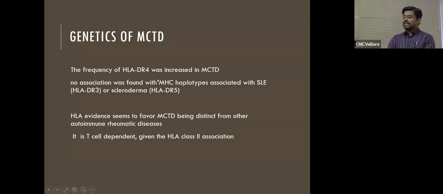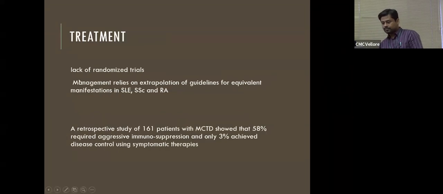However, that tells you that it is something different from lupus and scleroderma. It's not merely an overlap, or merely systemic sclerosis with scleroderma, or SLE with scleroderma. It has a different genetic background to them, so it is probably a different disease. And because it is an MHC class 2 driven disease, HLA-DR4 is basically class 2, it tells you that it is a T cell dependent disease rather than class 1, which is innate immunity related diseases.